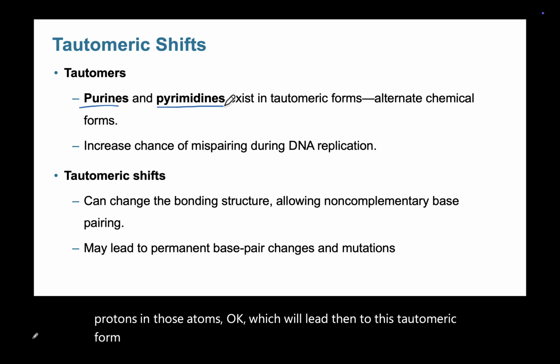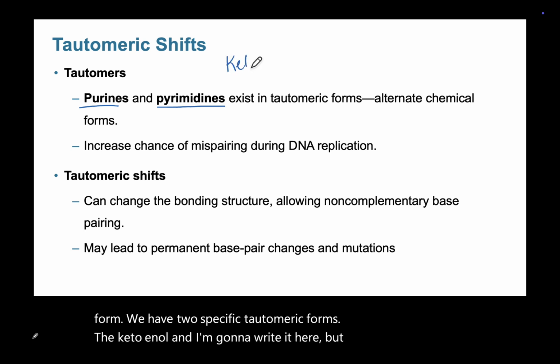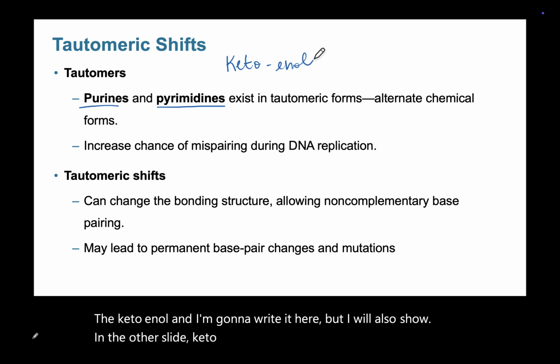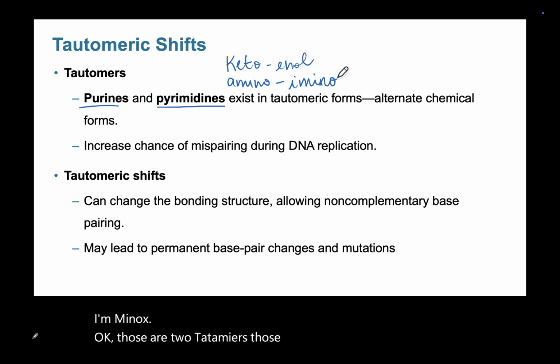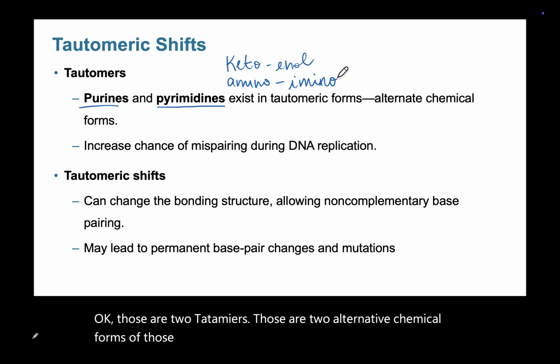We have two specific tautomeric forms, the keto-enol, and I'm going to write it here, but I will also show it in the other slide. Keto-enol and the amino-imino. Okay, those are two tautomers. Those are two alternative chemical forms of those nitrogenous bases.